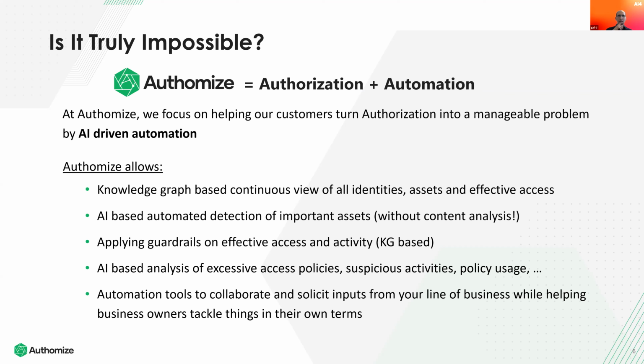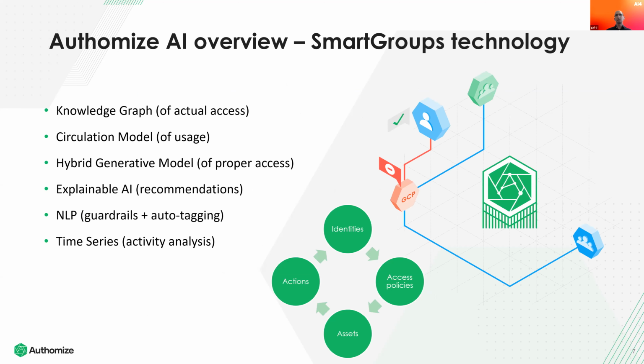So our AI is based on a core knowledge graph representing the actual access policies and the effective access in different systems. Our knowledge graph is unique in that it is based on a circulation model, circulating the actions between identities through access policies, to assets, and through actions back to the identities, which provides us a unique view of usage, by the way, patented.